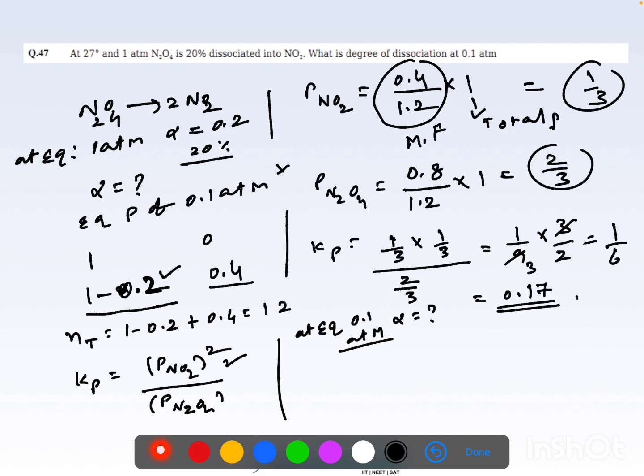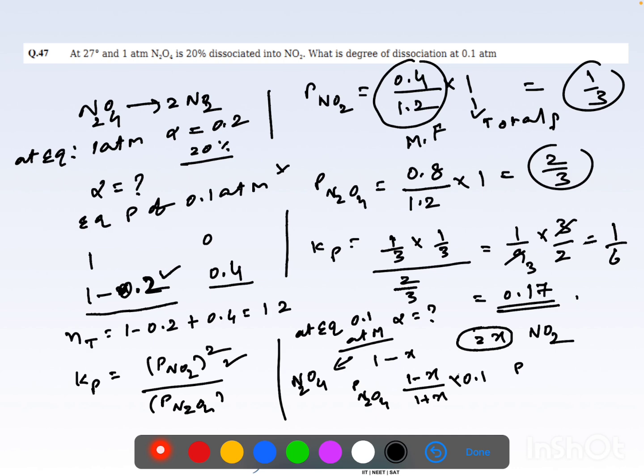If 1 mole is dissociating, we don't know the degree of dissociation now. So we assume it is 1 minus x and this is 2x. Now this is the number of moles of NO2 and this is the number of moles of N2O4 remaining. Now the partial pressure of N2O4 will be equal to the total pressure, (1 minus x) divided by (1 plus x) into 0.1, and the partial pressure of NO2 will be equal to 2x divided by (1 plus x) into 0.1.